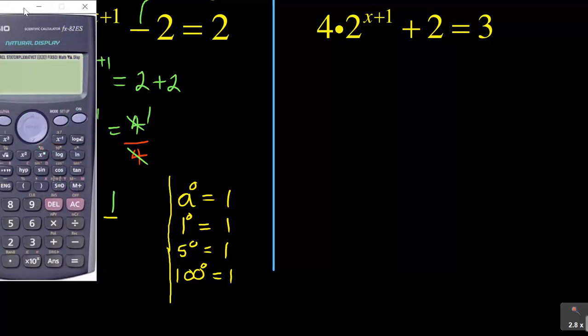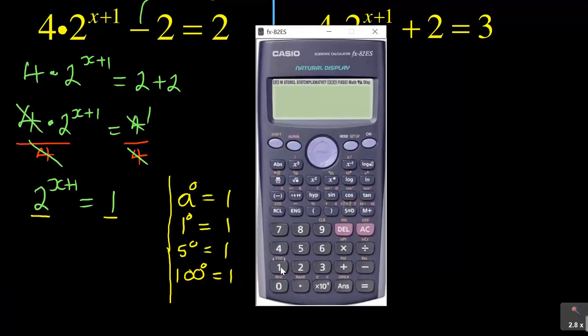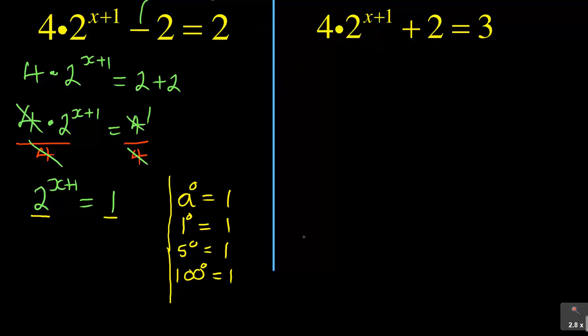Now let us test that. If I say 1 to the power of 0, it's still a 1. 5 to the power of 0, it is still a 1. 100 to the power of 0, it's still a 1. So it doesn't matter whichever number you want to use, any number to the power of 0 is equal to 1. Now, since we have that law, this is the most important law.